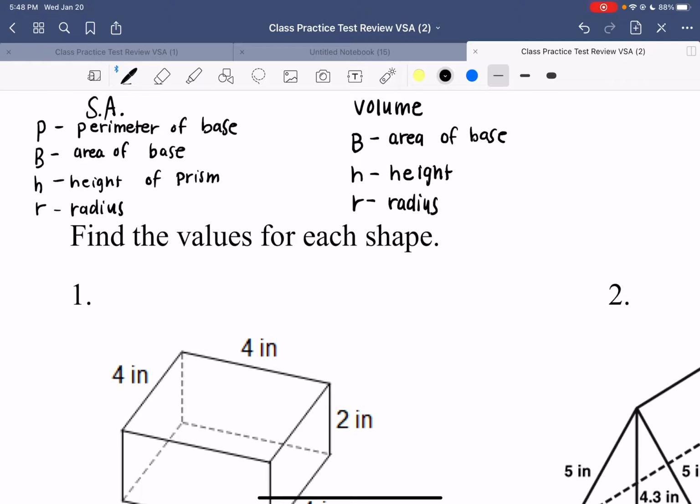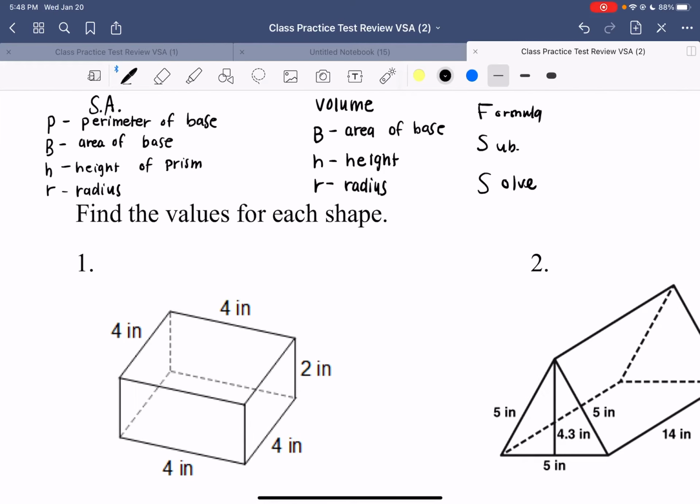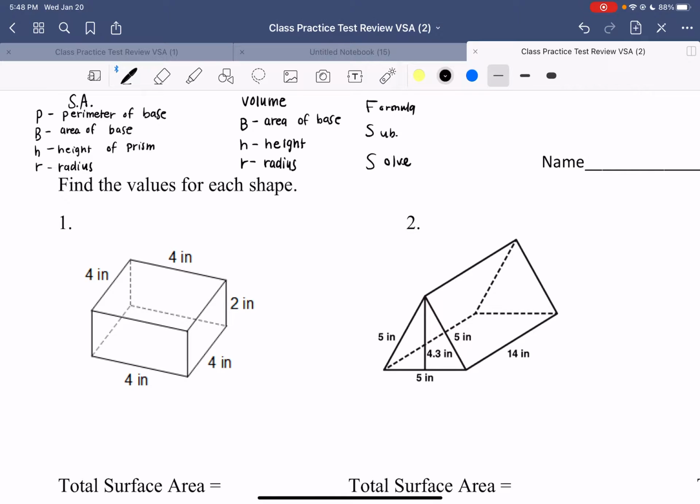Another reminder is that when you are solving for these, we're going to be using the formula, substitute, solve. As we do that, that's going to be our procedure. So number one, we are looking for the total surface area of a rectangular prism.